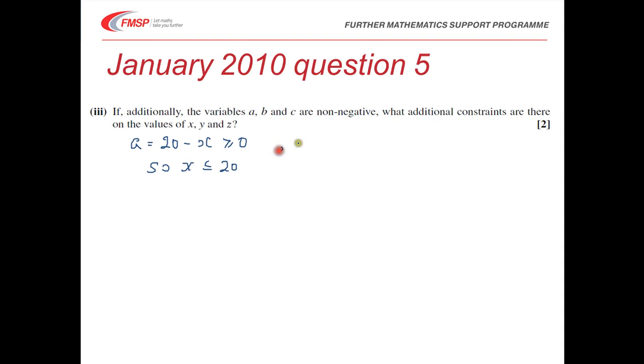And we can do a similar thing. B was equal to 10 minus y, and again, if b has got to be non-negative, then that means that y will have to be less than or equal to 10, and c was equal to 8 minus z. And again, if that's non-negative, that means that z will have to be less than or equal to 8. So again, a method and an accuracy mark for that.